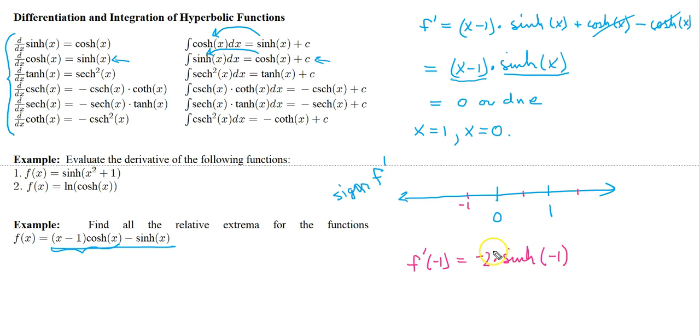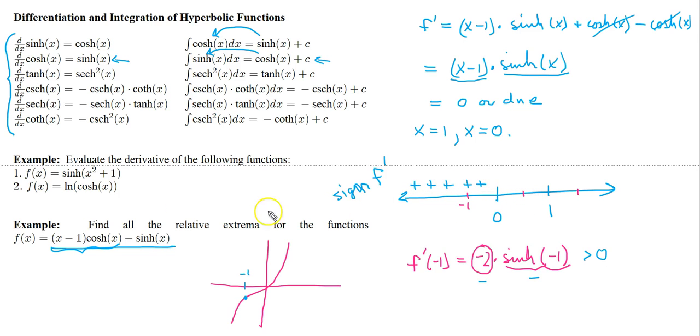Alright. Now, okay, so this is negative, obviously. Now, what's the sinh of negative 1? Well, if you remember what the graph of the sinh looks like. Graph of sinh goes like this. Right? So you see over here, right here is negative 1. So the sinh of negative 1 is going to be a negative number. So this is going to be negative times negative. This is going to be positive. So positive here.